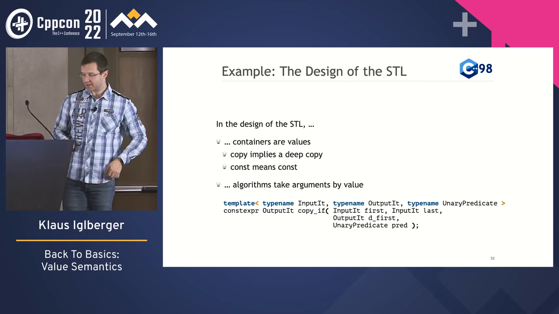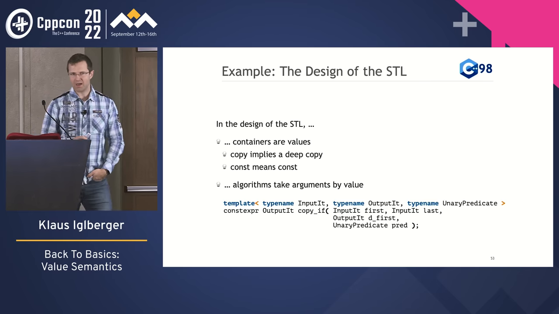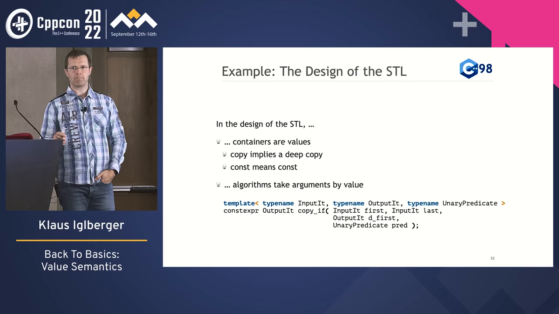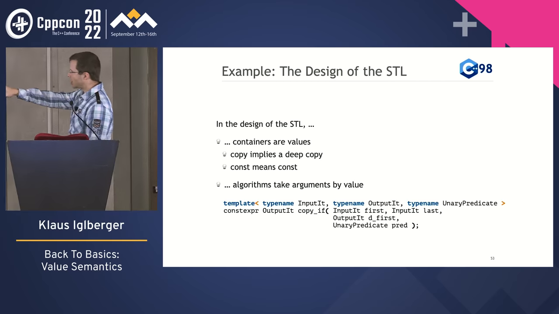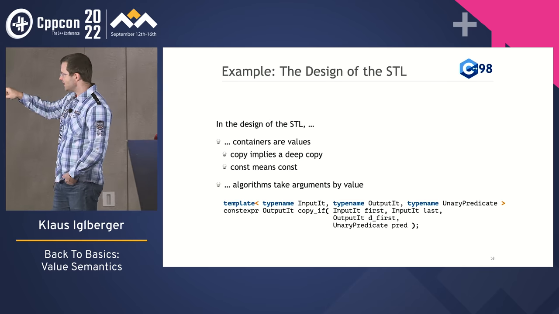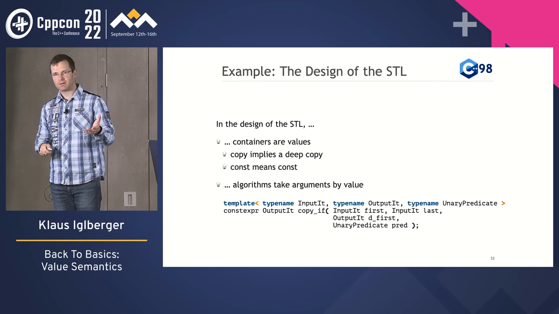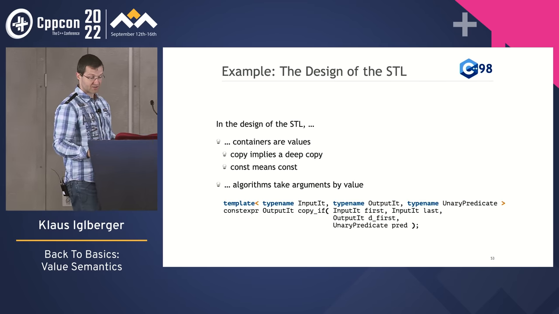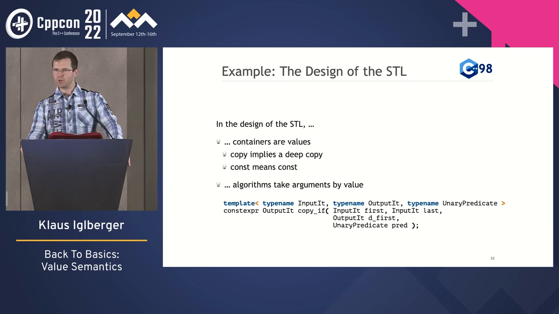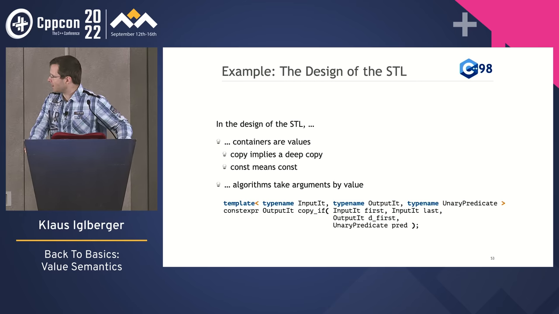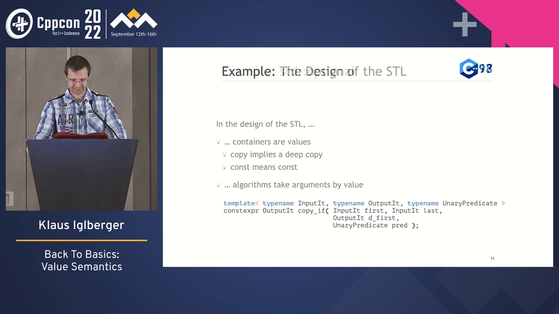But you also see this in the algorithms. Many, many algorithms take their arguments by value, and it's not just the iterators. For instance, copy_if, just as one of many examples, takes the fourth argument, the unary predicate, by value. Simply because there are so many advantages, it's so much simpler. Interestingly, even then, this was not considered a performance problem. So we do that a lot, and by that, you basically also do that a lot if you use the algorithms.